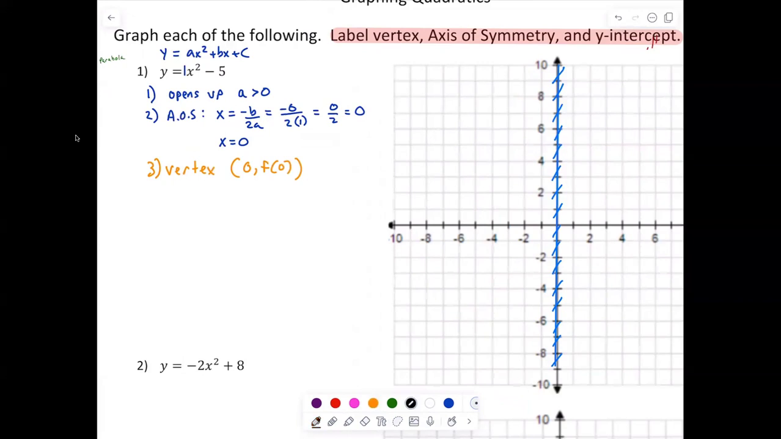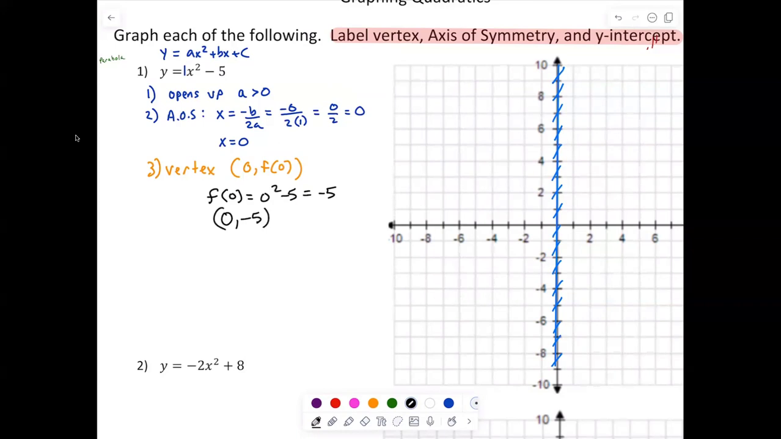So how do I find f of 0? I plug 0 into the equation. f of 0 equals 0 squared minus 5. What's 0 squared minus 5? -5. Everybody good on that? So now my vertex is 0, comma, -5.